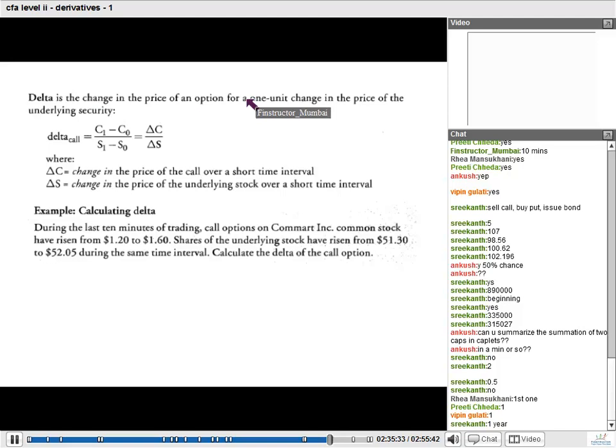So let's solve it. During the last 10 minutes of trading, call options on Comart Incorporated common stock have risen from $1.2 to $1.6. Shares of the underlying stock have risen from 51.3 to 52.05 during the same time interval. Calculate the delta of the call option.